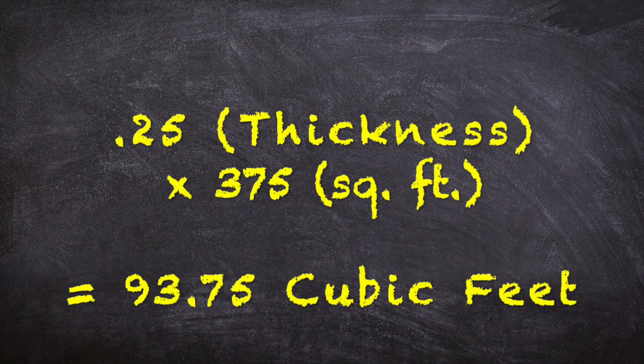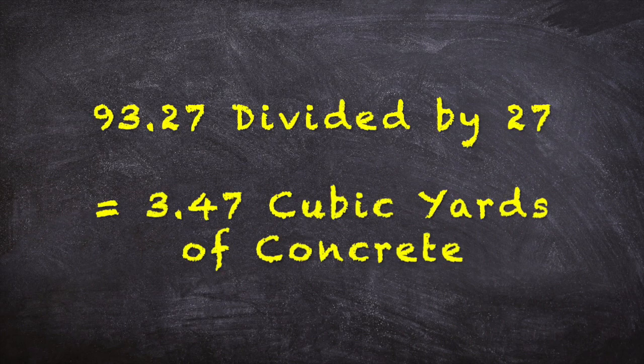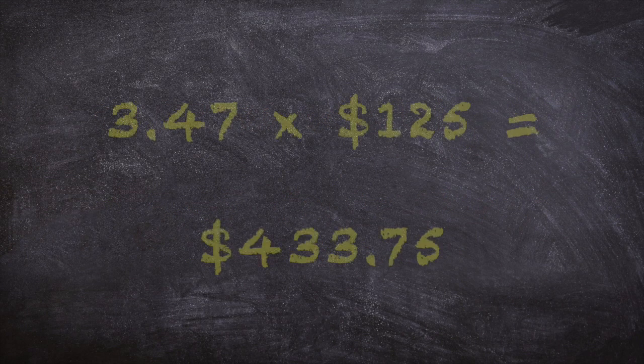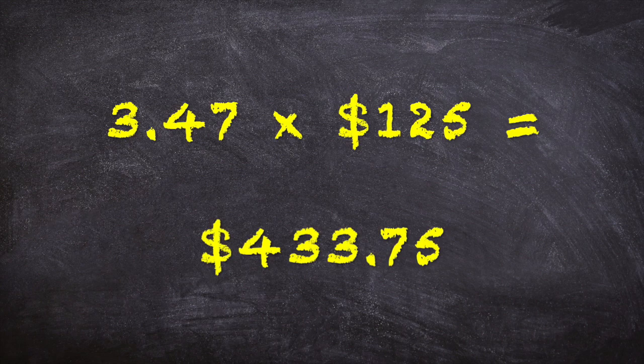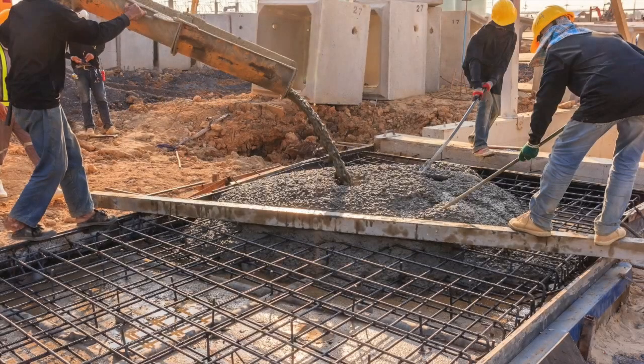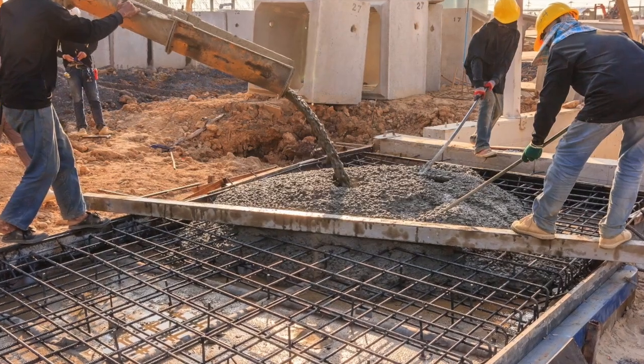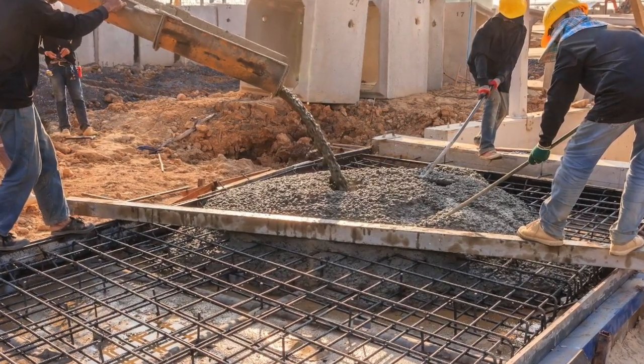and multiplied by 375 gives us an answer of 93.75 cubic feet. Divide this by 27 cubic feet to get an answer of 3.47 cubic yards of concrete. Multiplying 3.47 cubic yards times $125 per yard gives us a total cost of $433.75.